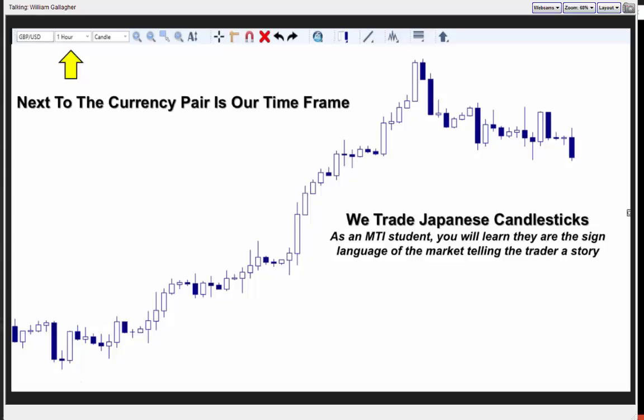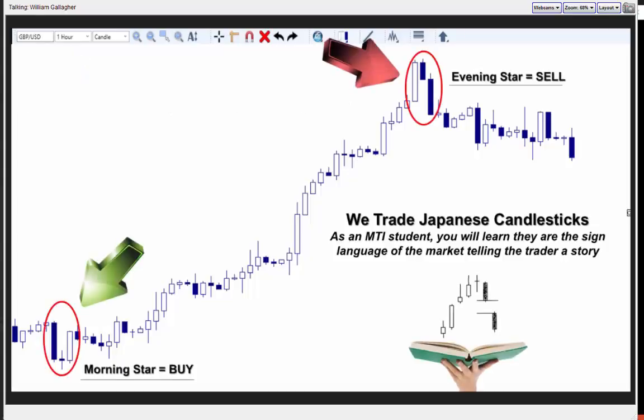Now, one more quick thing before we go into this here. I'm not going to go into a lot of details about this, but we also teach our students how to trade utilizing these Japanese candlesticks. They are the sign language of the market. They help to tell the trader's story. This one down here is called a Morningstar candlestick formation.